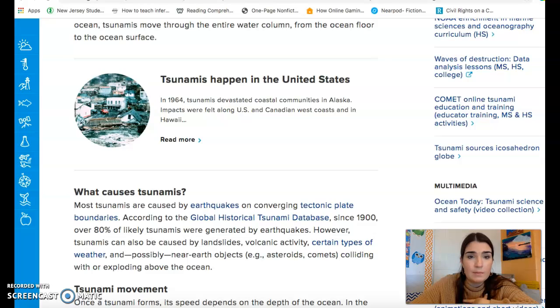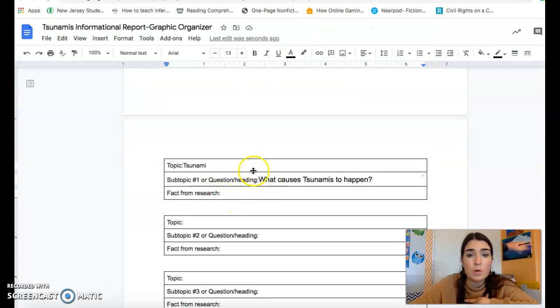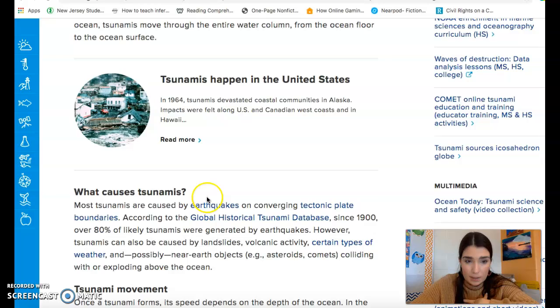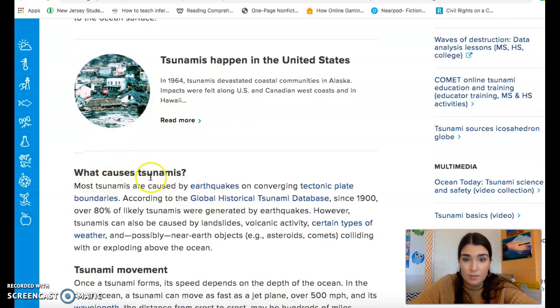So remember that I'm looking now for research that will support what causes tsunamis to happen. Look at this. I go on here, it says what causes tsunamis. This is the research that I need to support my point. What causes them to happen? It says most tsunamis are caused by earthquakes on converging tectonic plate boundaries. According to the Global Historical Tsunami Database, since 1900, over 80% of likely tsunamis are generated by earthquakes. However, tsunamis can also be caused by landslides, volcanic activity, and certain types of weather.